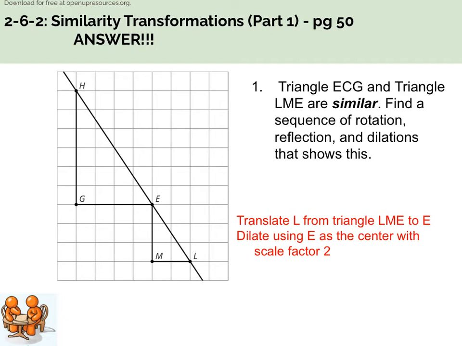So again, I was looking at like the distance on the bottom from M to L is 2, from G to E is 4. So I can say 2 times 2 will equal that 4. So that's how I figured out a scale factor of 2. And there's many different ways. You can actually do this out of order if you wanted to, but this is kind of how I went ahead and looked at it.